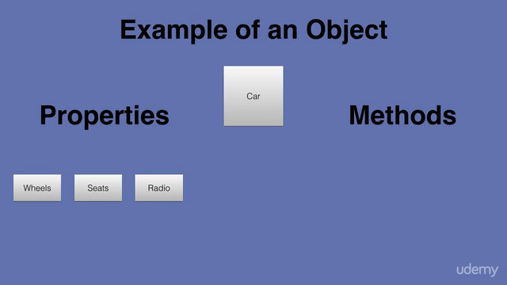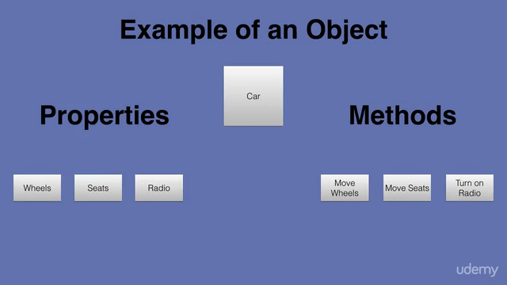And just to give an example of the methods or the functions or the behaviors, right? They all mean the same. We have the wheels. Let's say we move the wheel. That could be a method of this object. Move the seats, right? That could be one if you have one of those cars that have electric seats. What about turn on the radio? That also could be a method, a function, a behavior of that car.